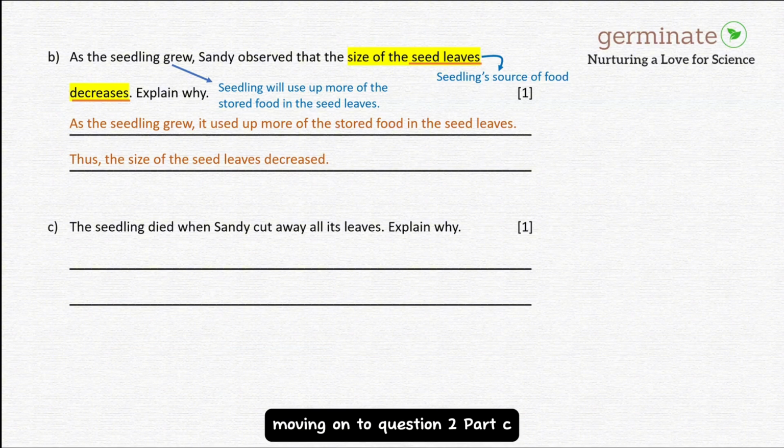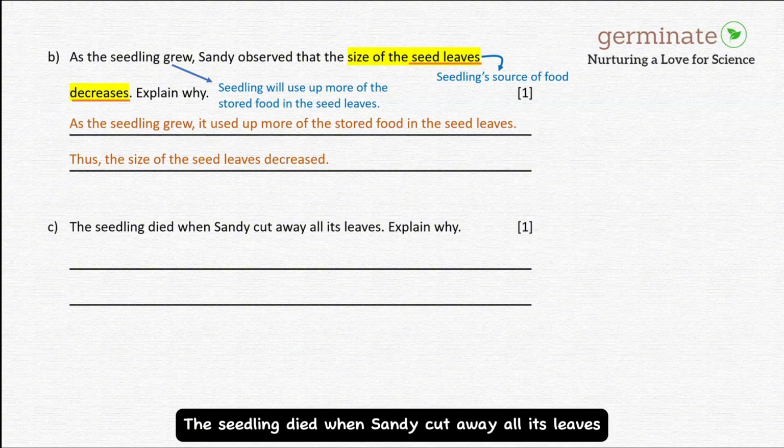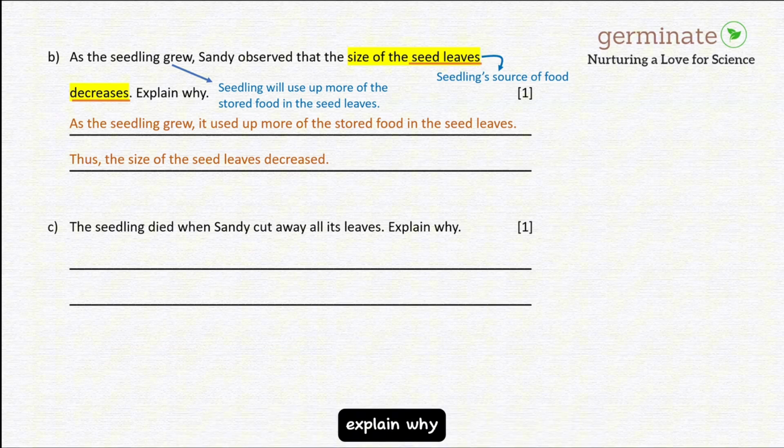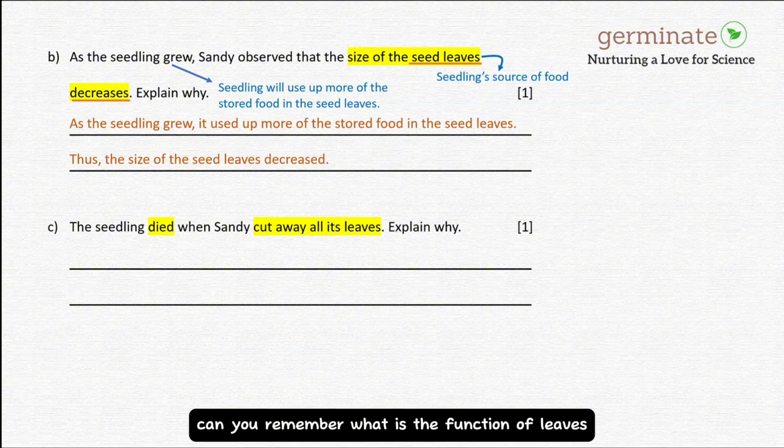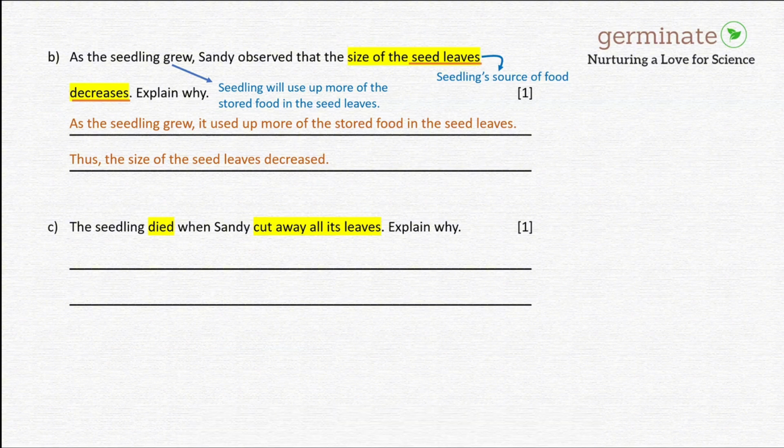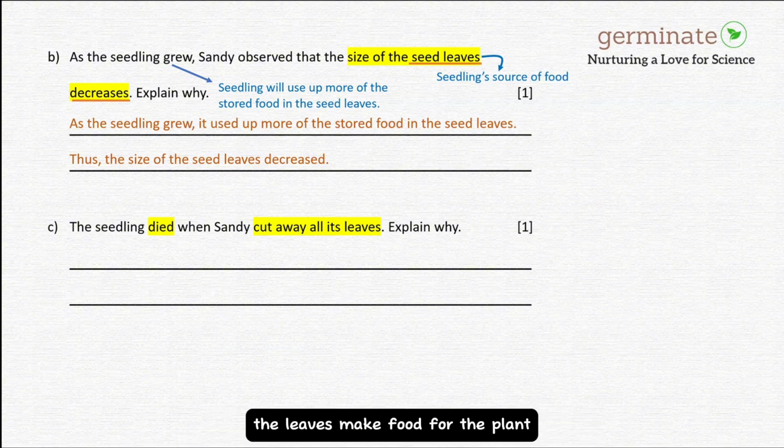Moving on to question 2, part C. The seedling died when Sandy cut away all its leaves. Explain why. Can you remember what is the function of leaves? The leaves make food for the plant through the process of photosynthesis.